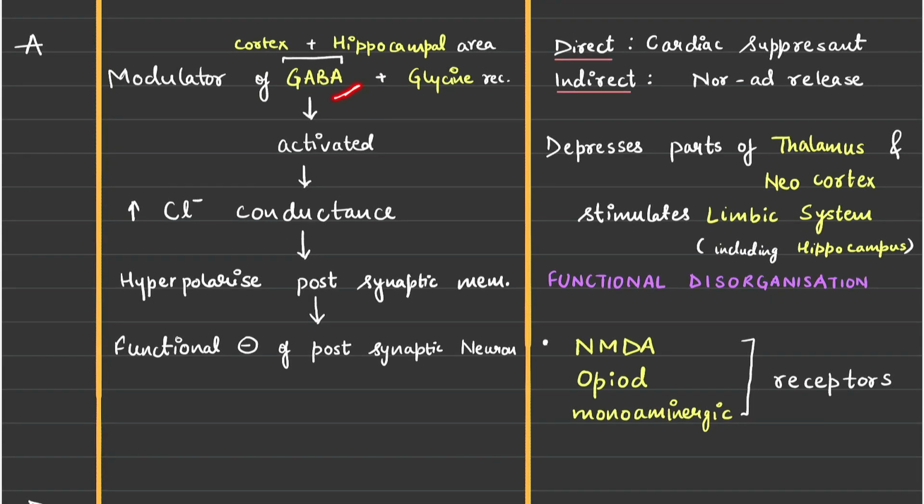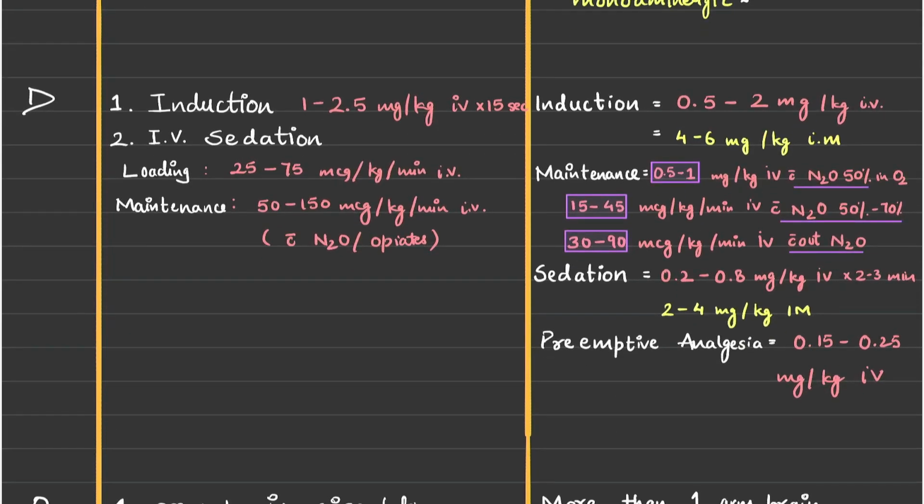It acts on GABA receptors, increases chloride conductance, leading to hyperpolarization of postsynaptic membrane, leading to functional inhibition of postsynaptic neuron. It also acts on glycine receptor, and there is minimal action on NMDA receptors, so it is NMDA antagonist. After mechanism of action is the dose of the drug. So the induction dose of Propofol is 1 to 2.5 mg per kg IV over 15 seconds.